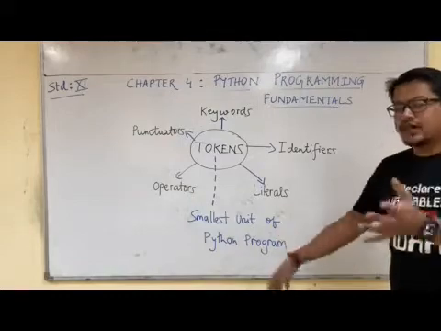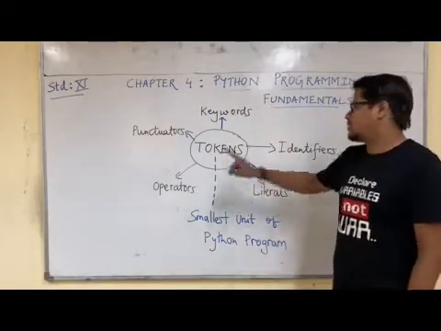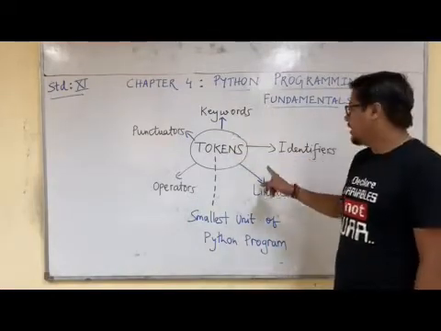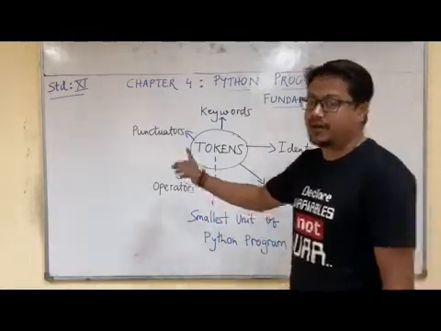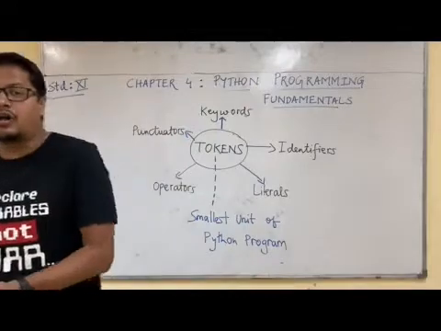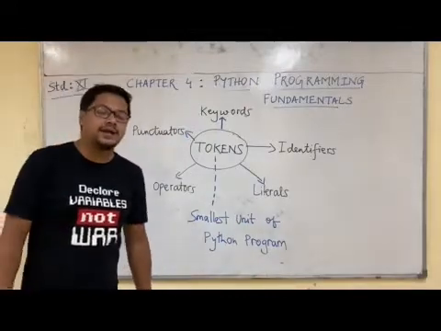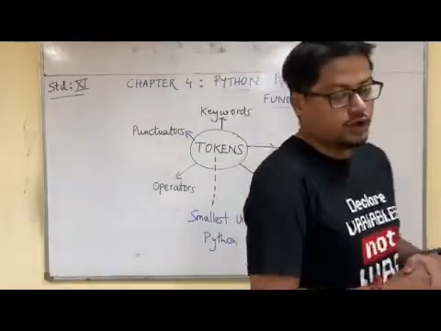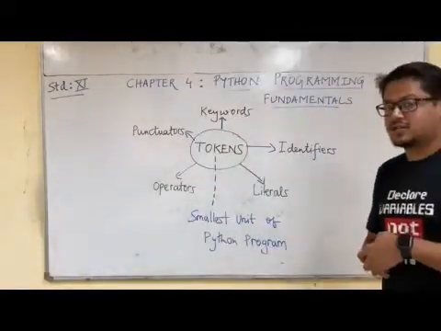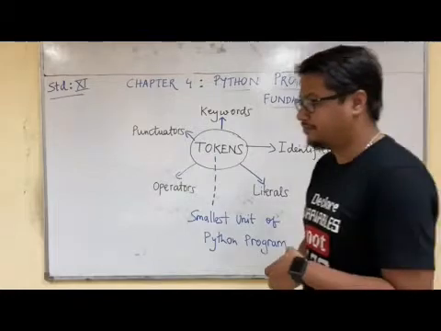Now this smallest unit can be of 5 types. It can be a keyword, it can be an identifier, it can be a literal, it can be an operator, it can be punctuators. All these small units combine, and what will they give us? It will give us a Python program. Okay, so what are tokens? Tokens are the smallest unit of a Python program.